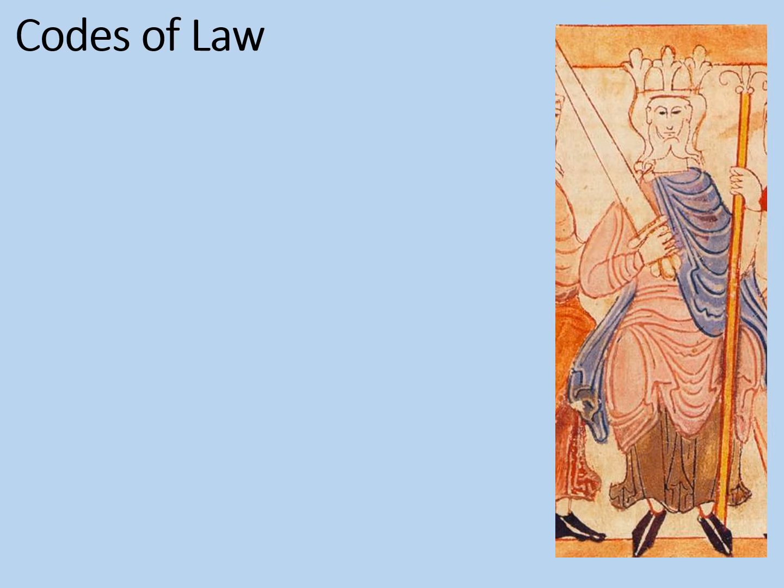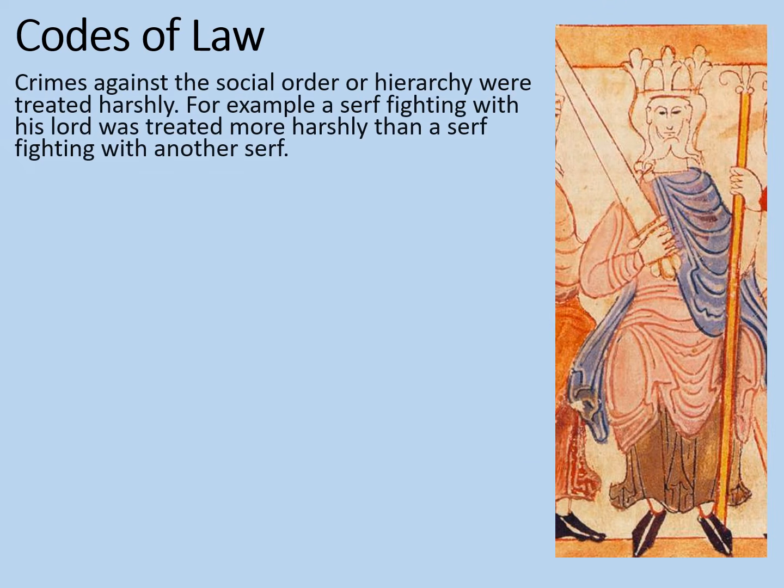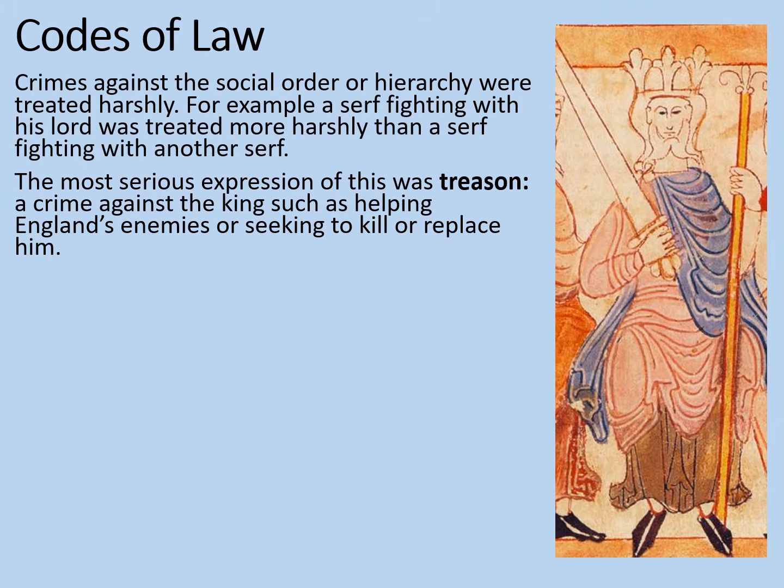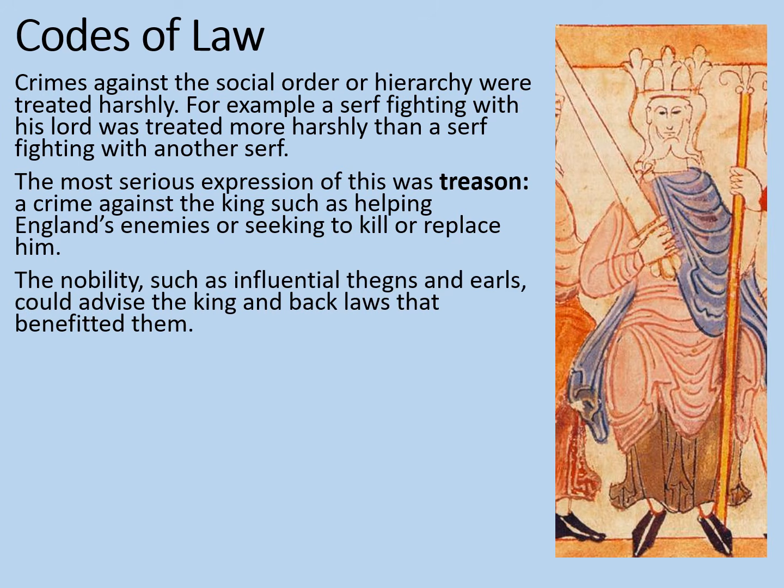The king was responsible for setting codes of law. Crimes against the social order or hierarchy that we've just looked at were treated very harshly. For example, a serf fighting with his lord was treated much more harshly than a serf fighting with another serf. The most serious expression of this was the crime of treason. A crime against the king, such as helping England's enemies or seeking to kill or replace him, was considered treason. The nobility, such as influential thanes and earls, could advise the king, and that meant that they could back laws that benefited them, and so they rarely benefited the poor.